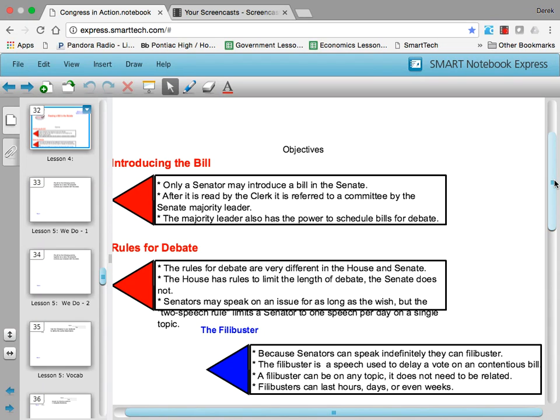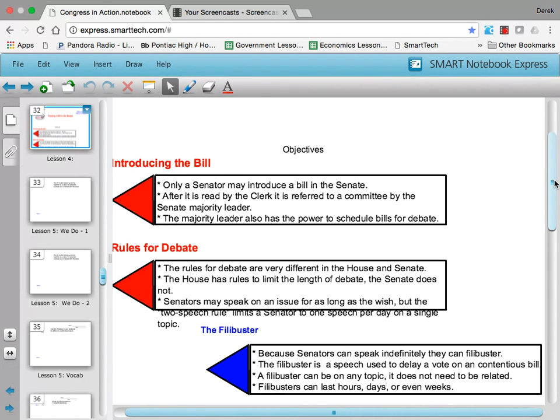Now, the filibuster is what happens when a senator just wants to keep talking forever and ever. That's the filibuster. And because senators can speak indefinitely, they can do this. They do this generally to delay a vote on a contentious bill. There's something coming up, they really don't like it. They just get up there and they just start talking.